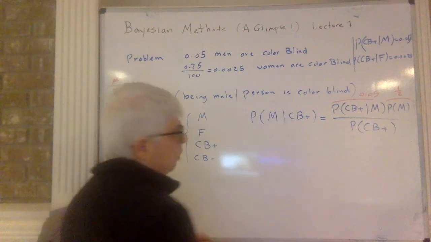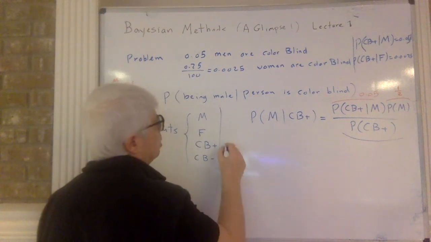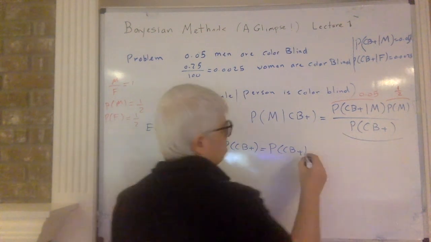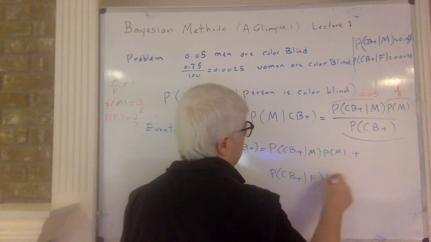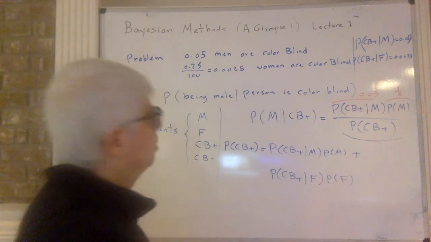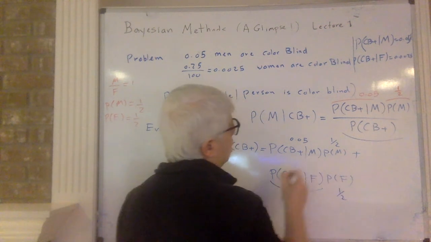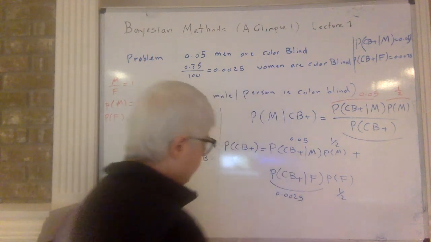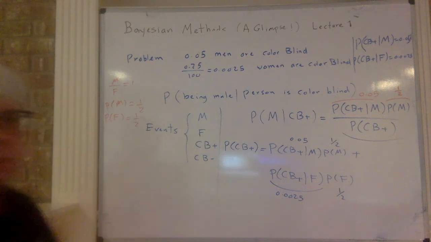The denominator is what I should find. Remember, in the other situation, I found this. So this is the same problem, except in a different context. CB plus is P of CB plus given male, P of male, plus P of CB plus given female, P of female, right? Okay, so let's see. I have this one, 0.05, and this is 1/2. I have this one too, 1/2, but what is this? P of CB plus given female, I have this one too, 0.0025. Oh, I have all of them. The other one, I had to find, was like 1 minus that. Okay, so I have everything, and I just plug in, and I find the probability.